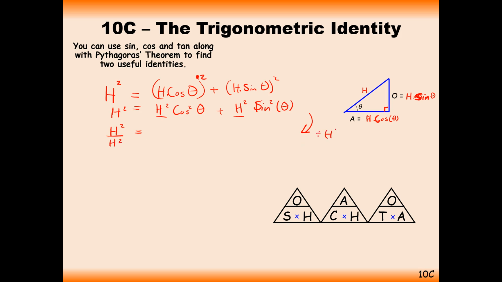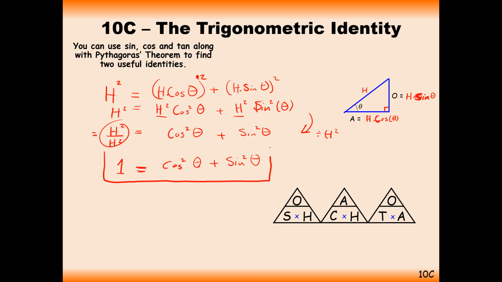Alright, so we get cos squared theta plus sine squared theta equals to what? What's this? This is 1, right? So 1 equals cos squared theta plus sine squared theta. This is the most famous trigonometric identity you need to know in all cases, in all scenarios.